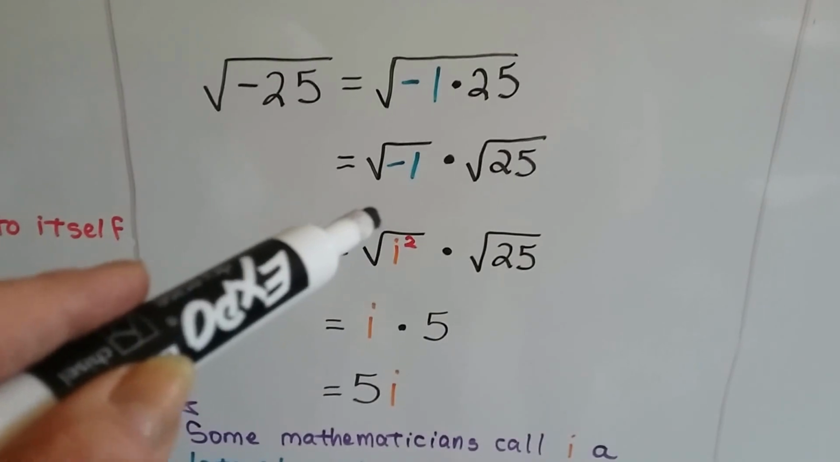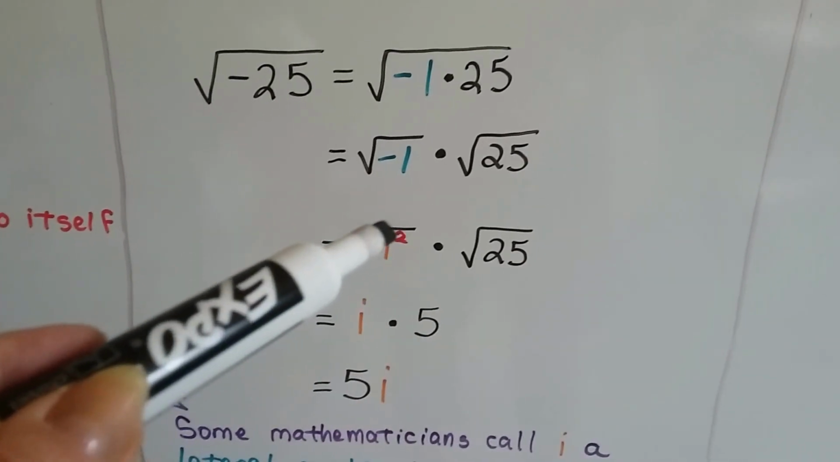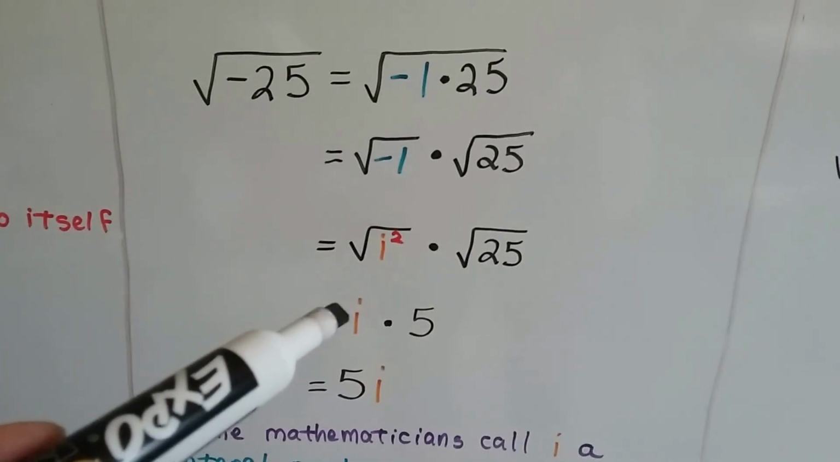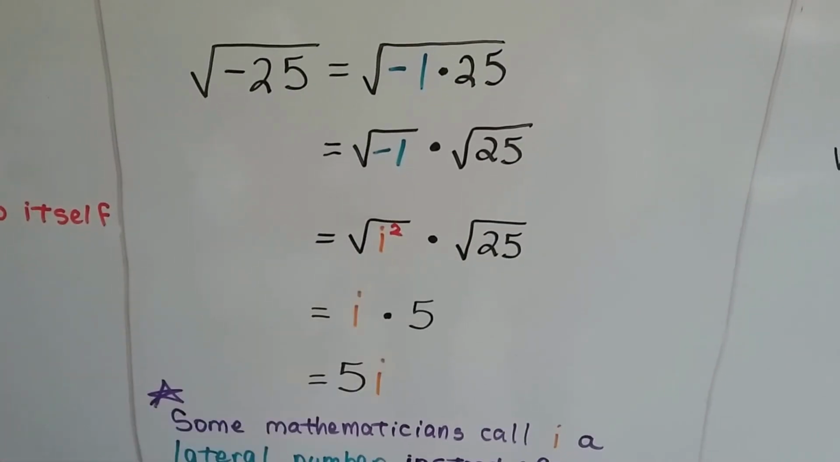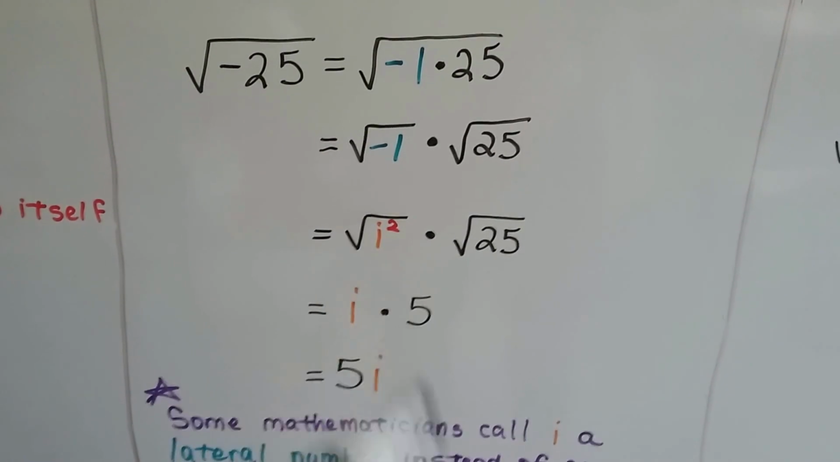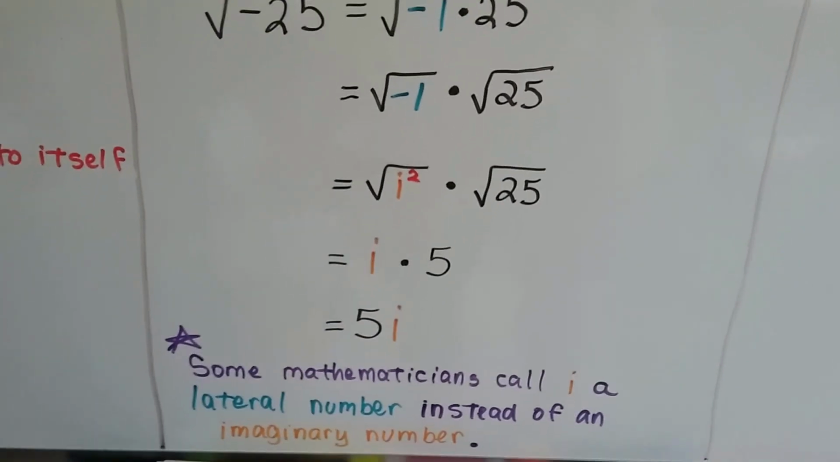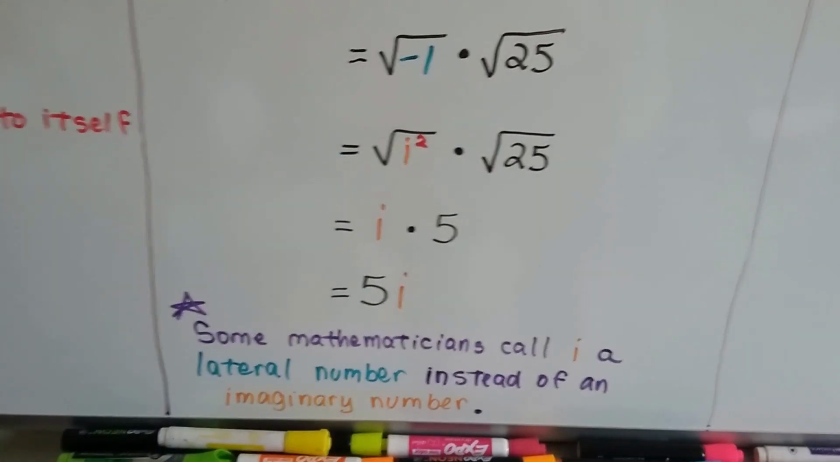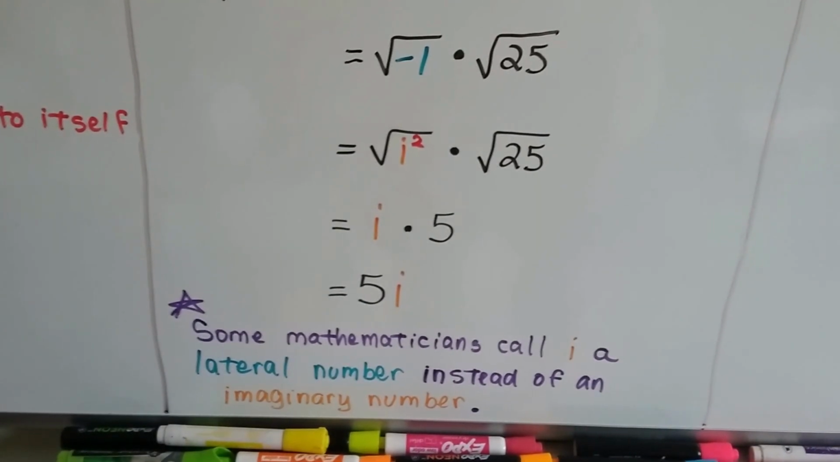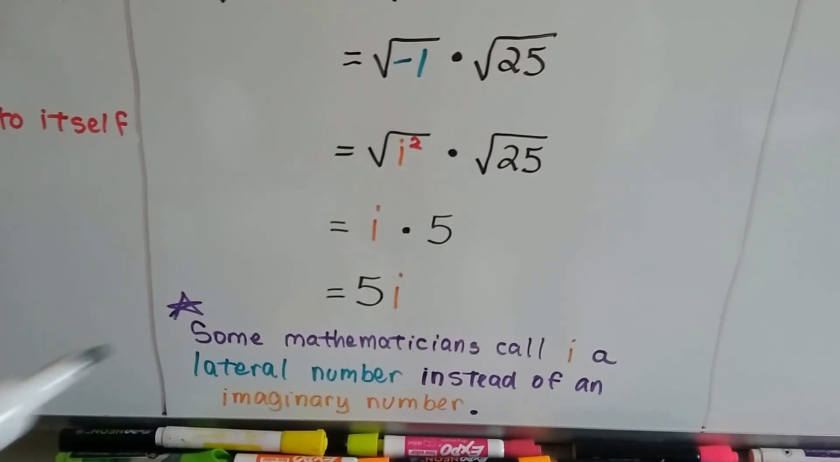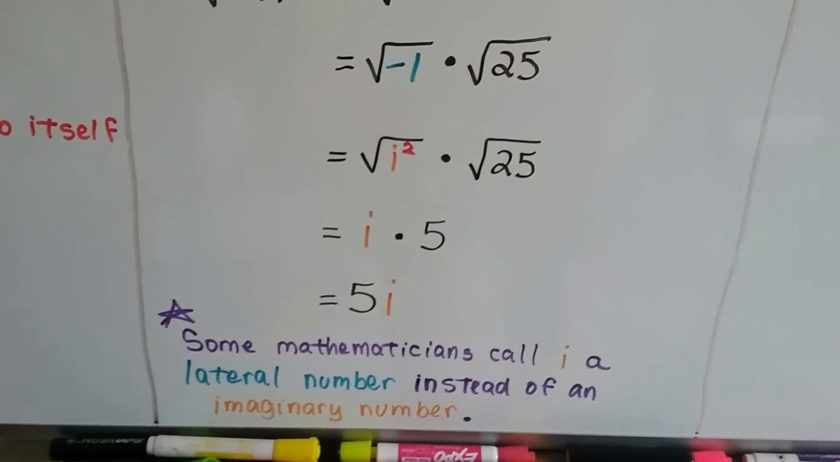When we don't see a root, because that's to the second power and we have a root of 2, we can remove that radical sign and just have an i times 5, right? Because the square root of 25 is 5. And we write it where the i is behind the 5. So we say 5i. Now, some mathematicians call i a lateral number instead of an imaginary number. Just so you know, if you hear someone say that, you've heard of it, okay?